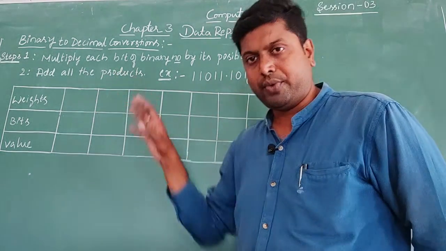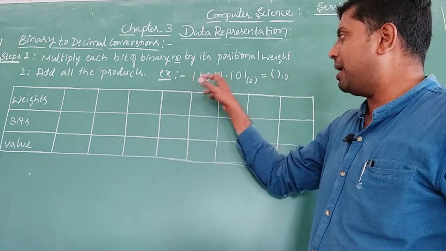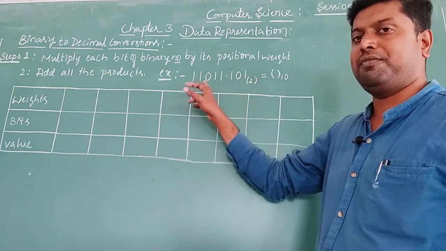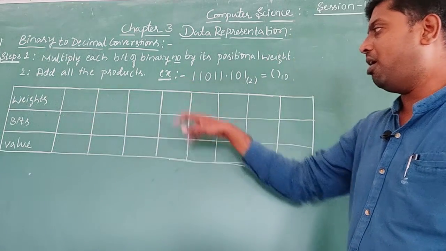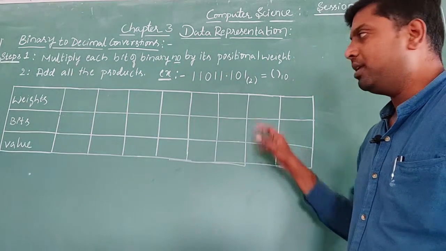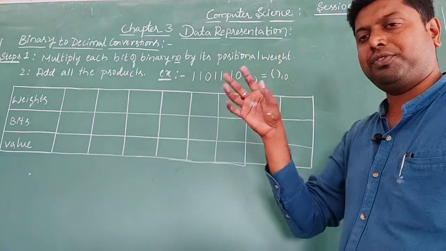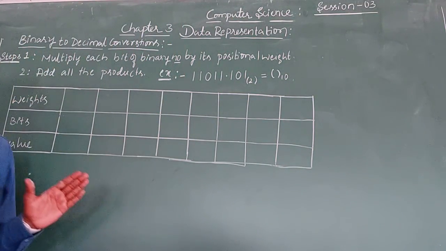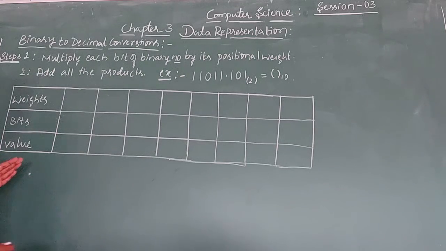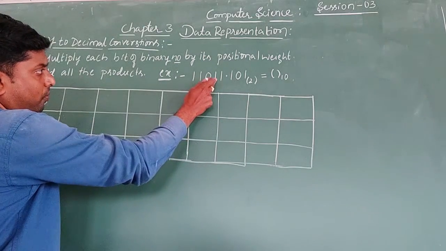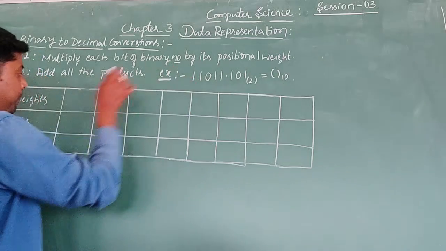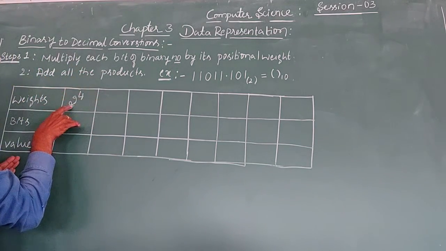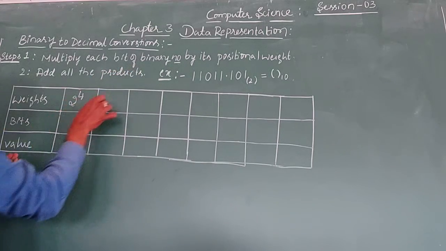See, a very simple method I am telling. Count the total numbers, how many digits are given. Total 8 digits are given. Consider 8 columns. First of all, you make the 8 columns. Then you just fill with the multiples of 2 by its weight. How? See here, consider 0, 1, 2, 3, 4. Multiply that by its binary number. 2 to the power of 4. 2 will be the radix because it is a binary number. 2 to the power of 4.